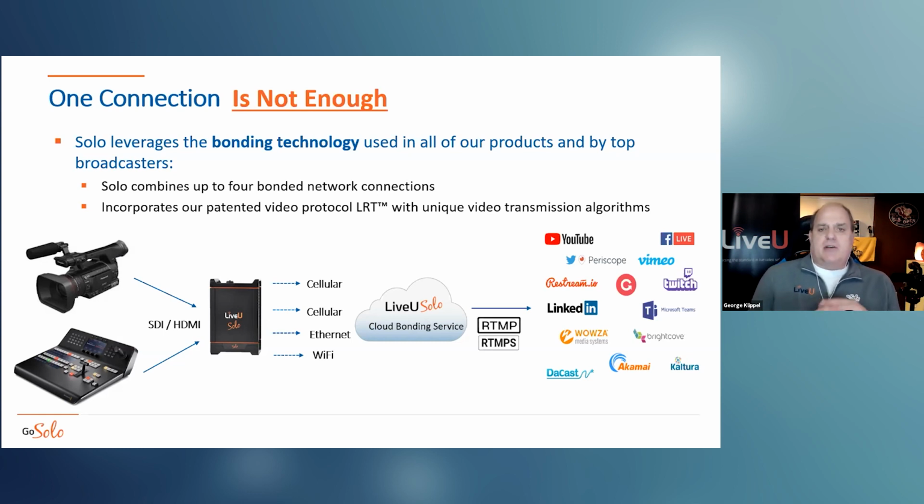And as I mentioned earlier, we'll take an SDI or HDMI camera input or an output from a switcher into the device. And then we use those connections, the cellular, Ethernet, and Wi-Fi, bonding them together into a big fat pipe, and send the signal out across the internet using our cloud bonding service. And it comes out the other end as an RTMP source or an RTMPS source and goes to any destination of your choice, Periscope, Restream.io, LinkedIn, Wowza, you name it, it can go there. And that's essentially how it works.